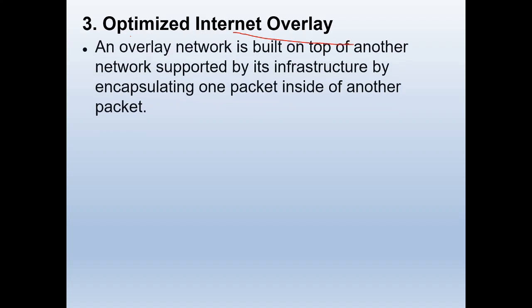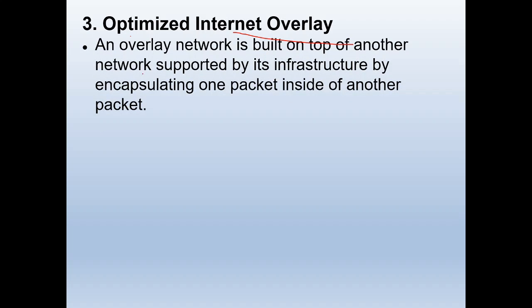So the third point we'll see is optimized internet overlay. This method is used for creating software layers over the public internet. That means it is going to add some extra networking overlay over the top of another network layer. So it is a method of using software to create layers. An overlay network is built on top of another network supported by its infrastructure by encapsulating one packet inside of another packet.